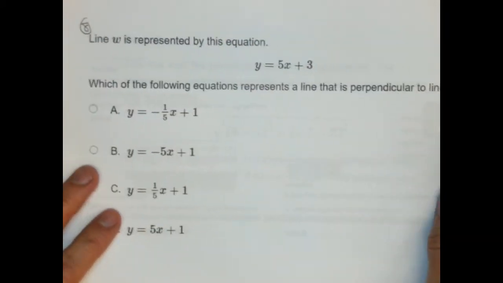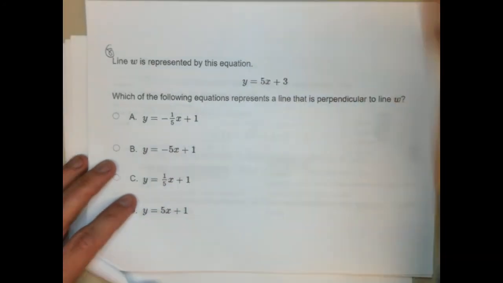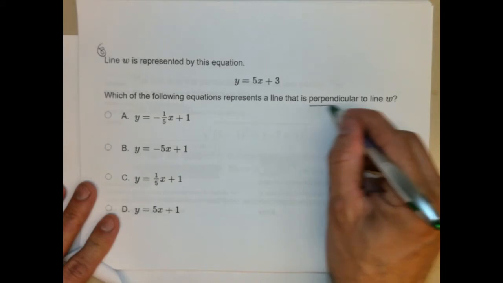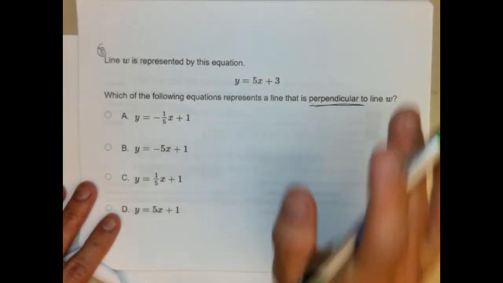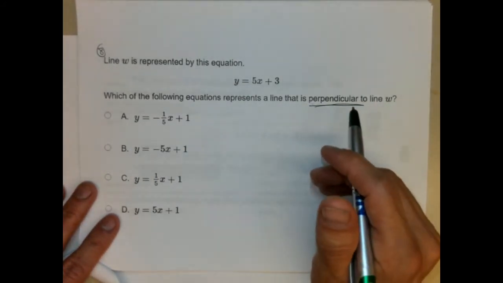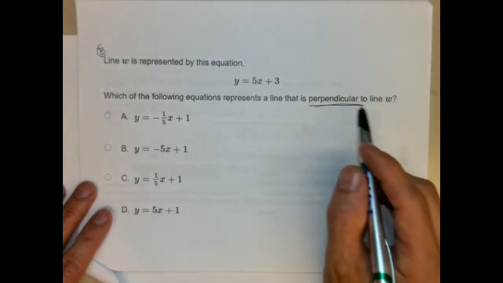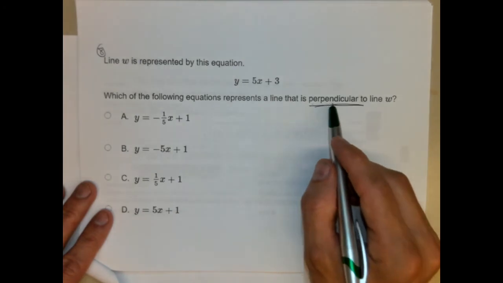Okay, here we go. So line W is represented by this equation. Which of the following equations represents a line that is perpendicular to line W? So this requires you to understand a few things. One, the linear equation y equals mx plus b, like how to use that, how to identify the rate of change. And what does it mean when a line is perpendicular to another line?